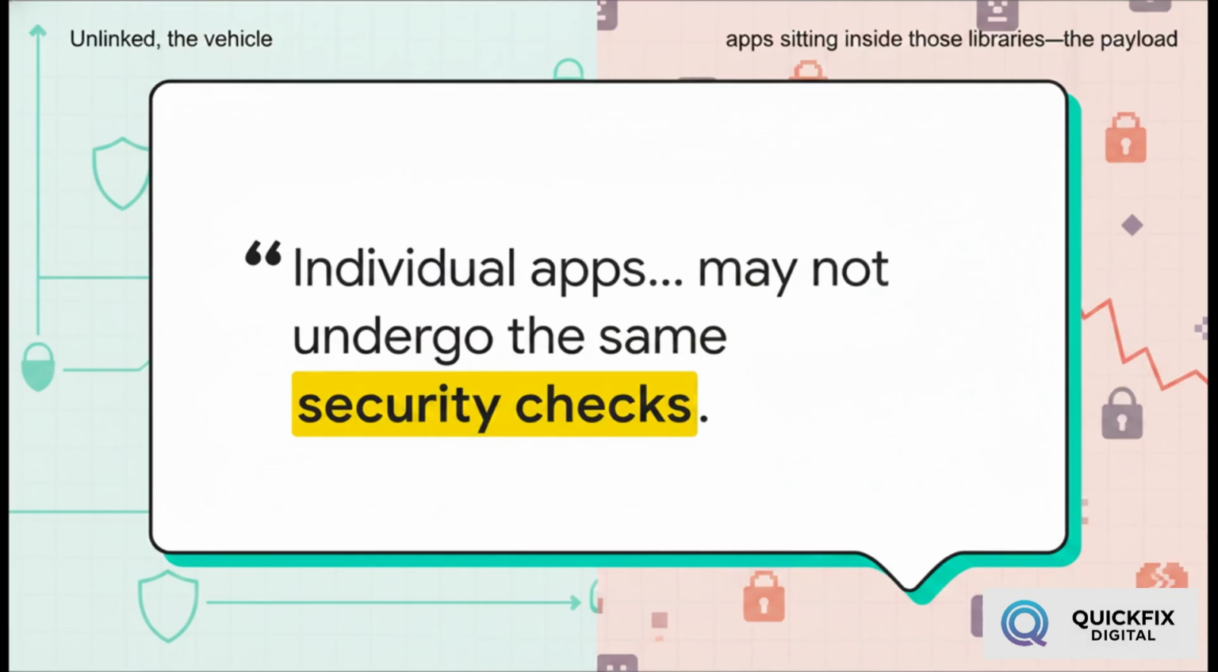The absolutely crucial takeaway here is the difference between the vehicle and the payload. Think of unlinked as the vehicle. The vehicle is clean, but the apps sitting inside those libraries, the payload, they completely lack any centralized security oversight. You are ultimately putting your trust in an anonymous library creator, not a massive company like Amazon or Google, to ensure that software is safe.